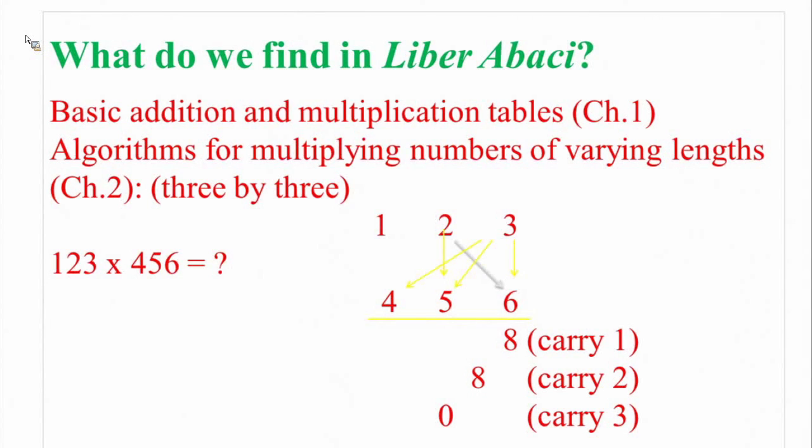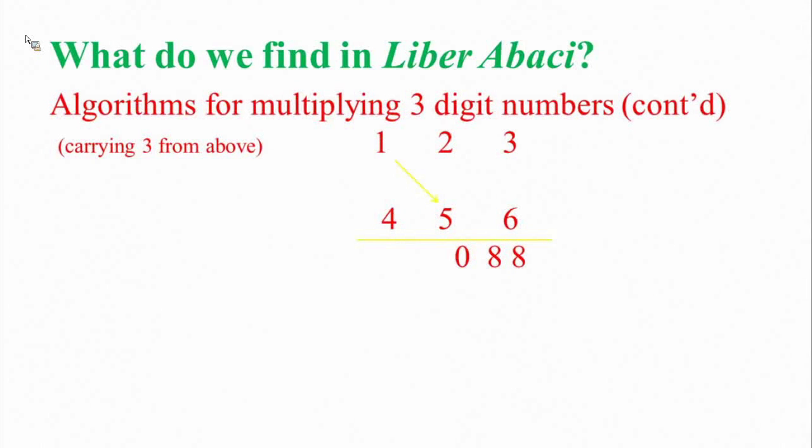Then what does he do? Then he goes along here, and he goes, okay, 3 times 4, plus 2 times 5, plus 1 times 6. All right, so that's the next digit. So that's going to give you what? 3 times 4, that's 12, 22, 28. I carry 2, makes 30. 0, carry 3. So 0 is the next digit of the answer.